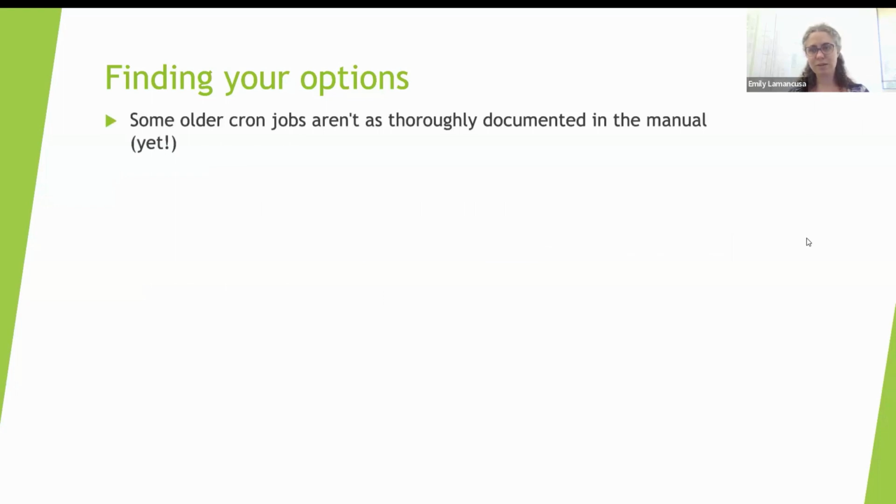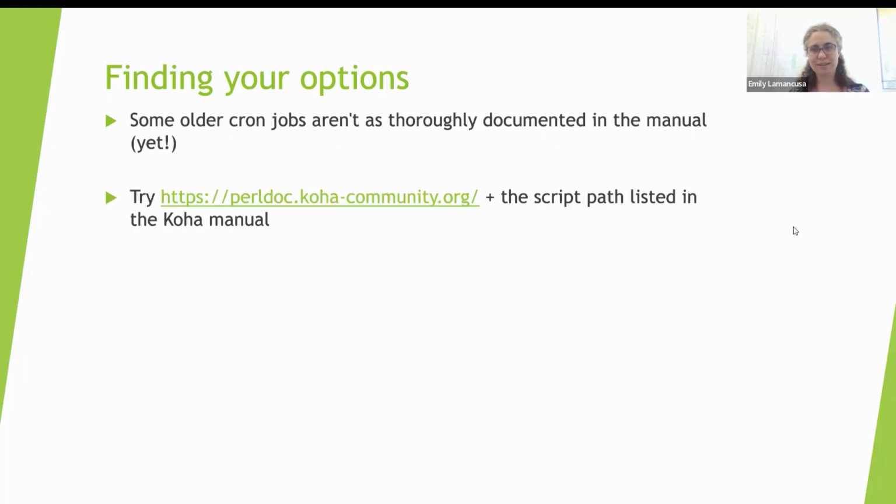There are some cron jobs that don't have as much detail in the Koha manual, just because the standards for documenting have changed over time. So some of them weren't documented as well or weren't documented there in the first place, and someone just hasn't gone in and updated them yet. So if you run across one that doesn't have its options listed out in the Koha manual, another place you can check is pearldoc.kohacommunity.org. This is another place it may be documented. Not all of them are documented here either, but it is another helpful place to check.